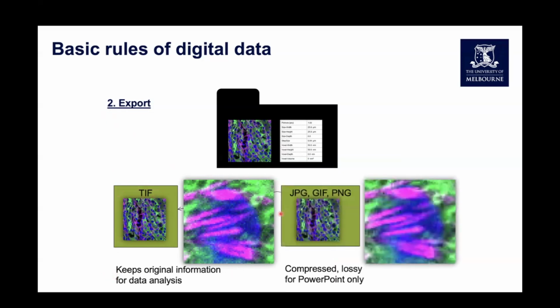If you use some of these other formats, so JPEG, GIF, or PNG files, you will find that they are compressed very often in what's called a lossy manner, so you're actually losing information. We'd suggest that if you're going to use these, they're very useful for lab presentations or putting into your thesis, but any quantitative work should be done on a TIFF file.